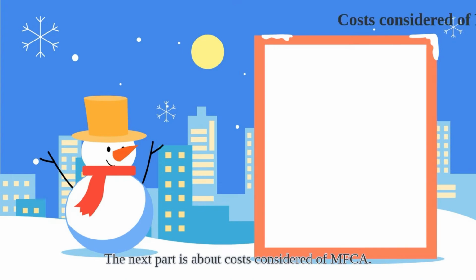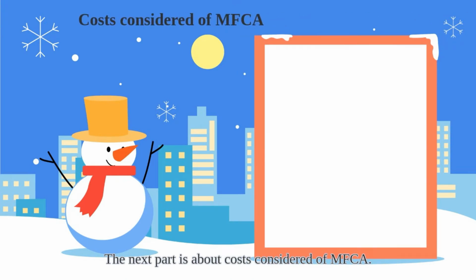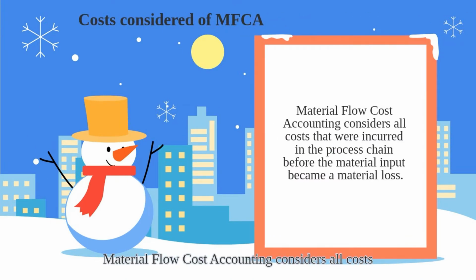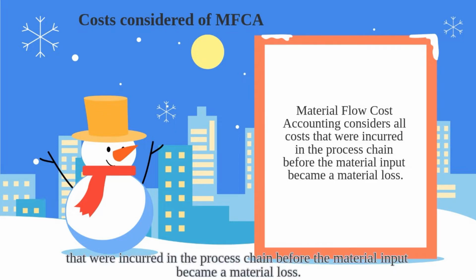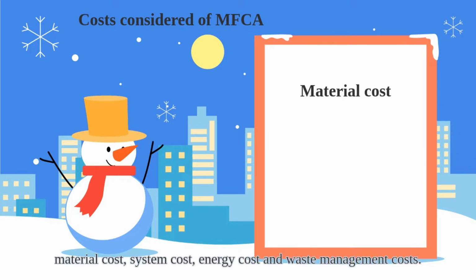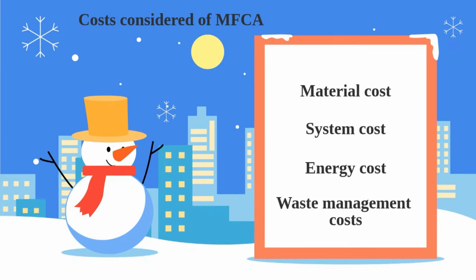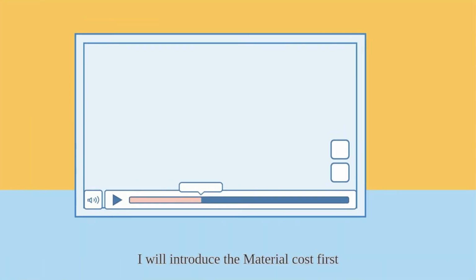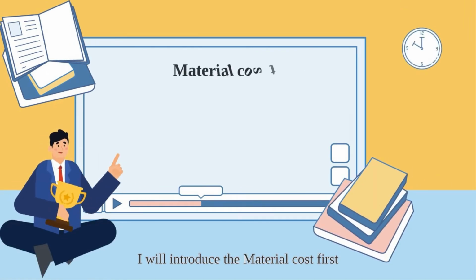The next part is about costs considered of MFCA. Material flow cost accounting considers all costs that were incurred in the process chain before the material input became a material loss. This includes 4 parts: material cost, system cost, energy cost, and waste management costs. I will introduce the material cost first.